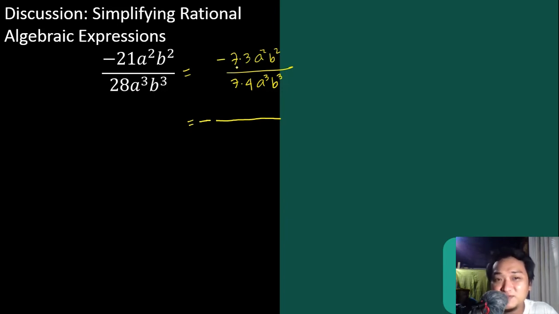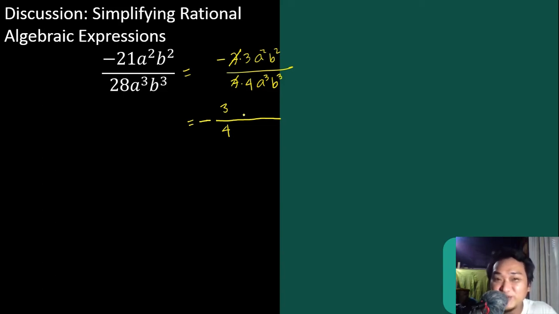Okay. For the numbers, so nakita na natin meron tayong common factor, so we will just cancel it out because 7 divided by 7 is just 1. So ang natira na lang is 3 over 4. Now, ano naman gagawin natin kay a squared at saka b squared at saka kay a cube at saka kay b cube?